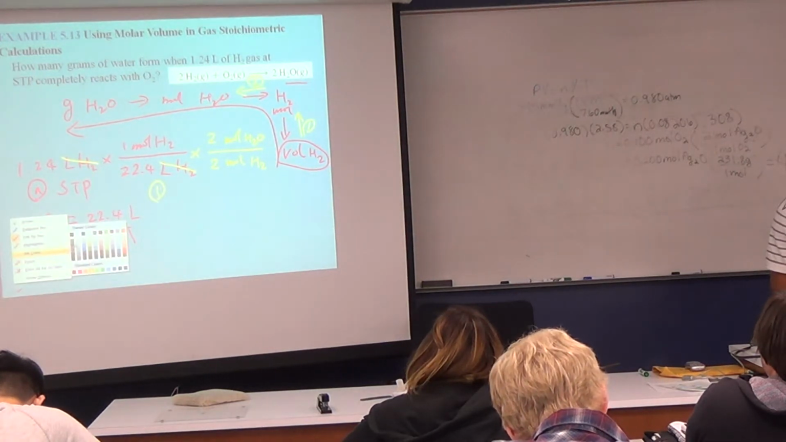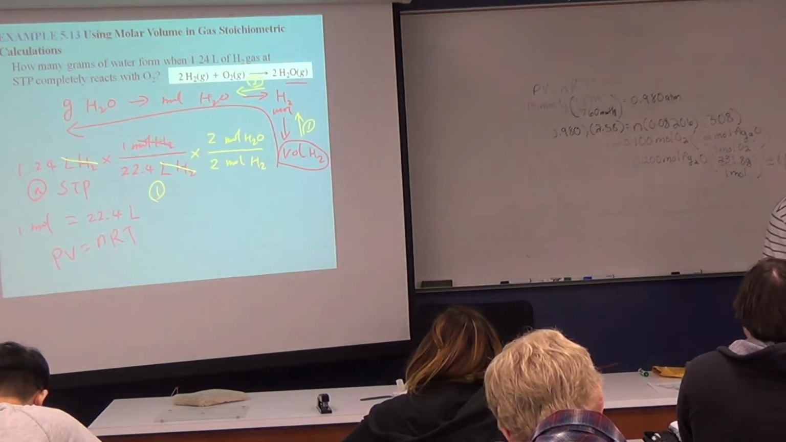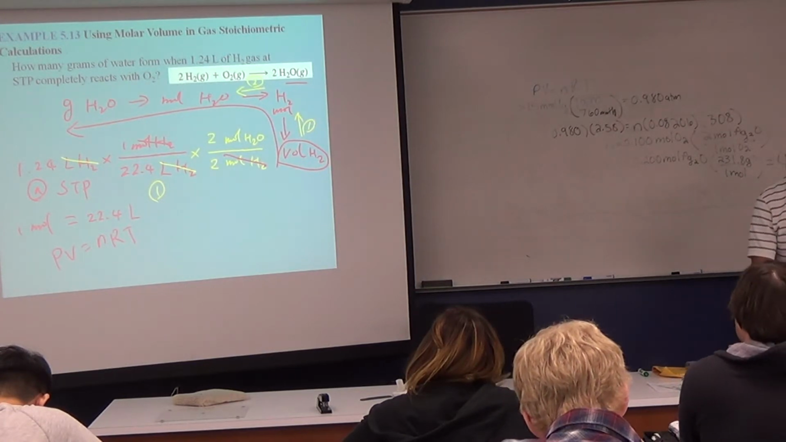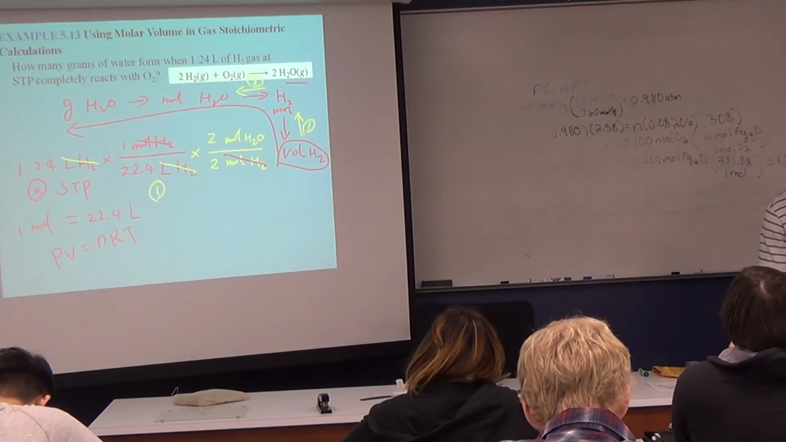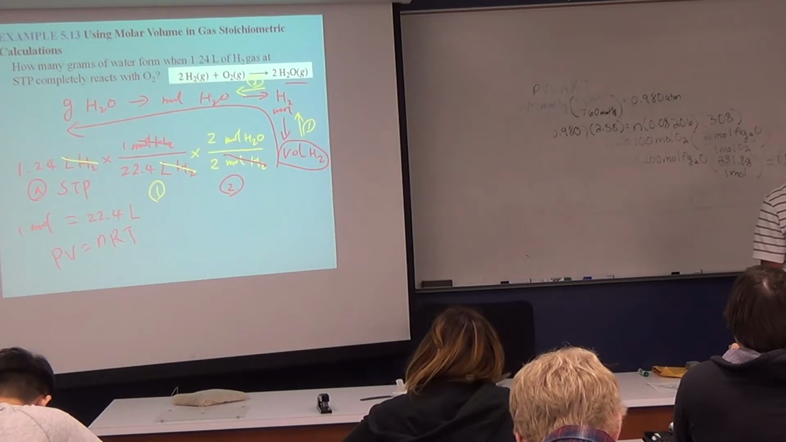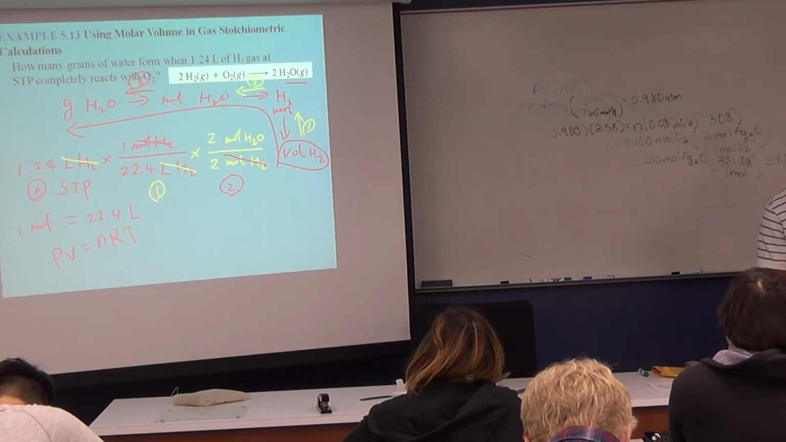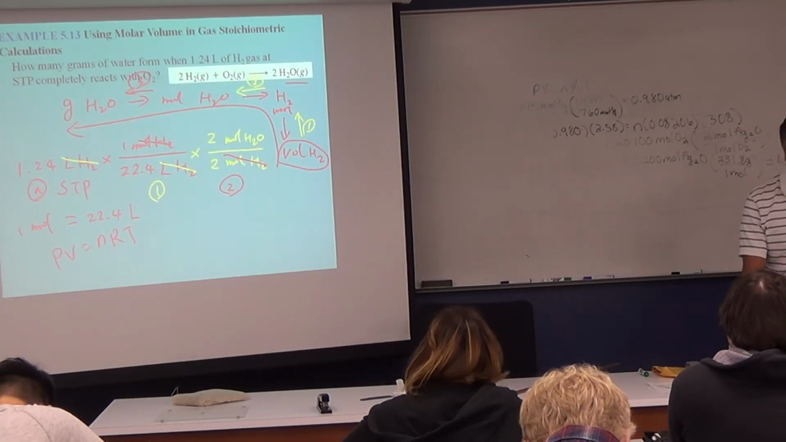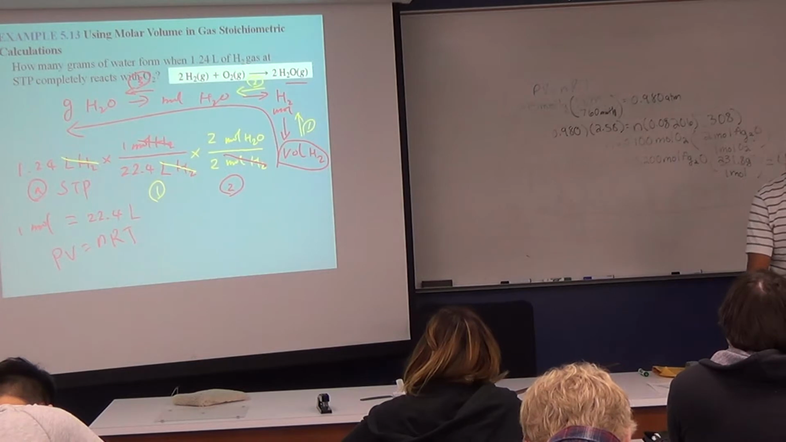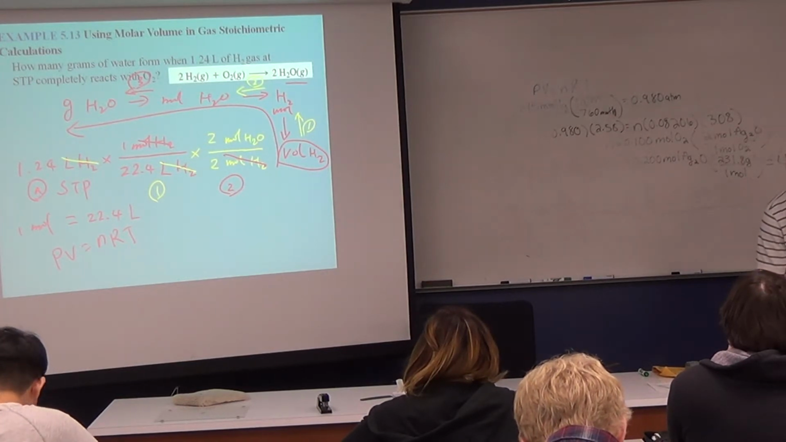Let me change the pen again. Moles of H2O, moles of H2O come out. So this is our second step. Right? Now our last step. So let's call that our number 3. What do we do with number 3? Molar mass. Okay? So we will multiply.